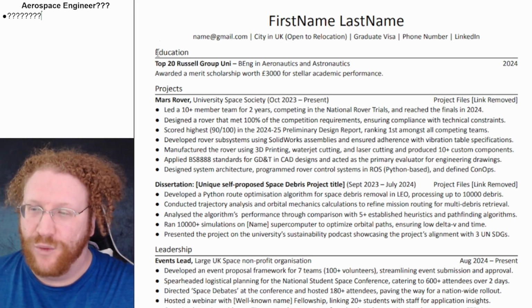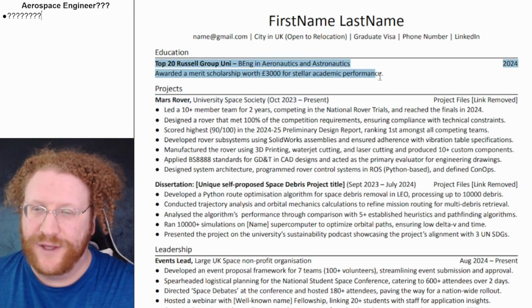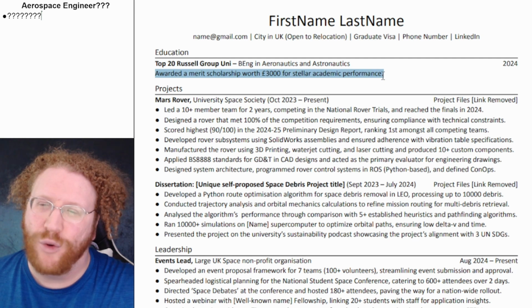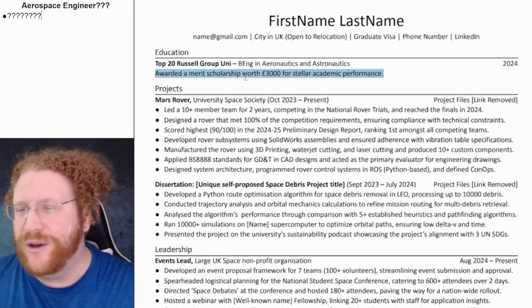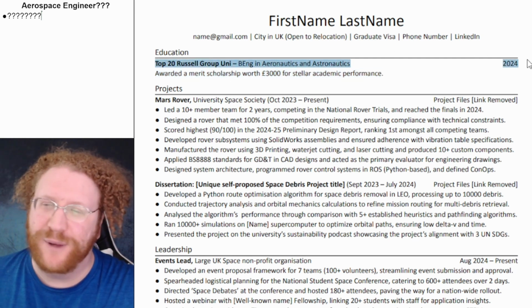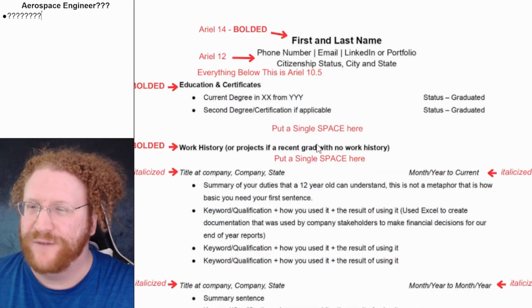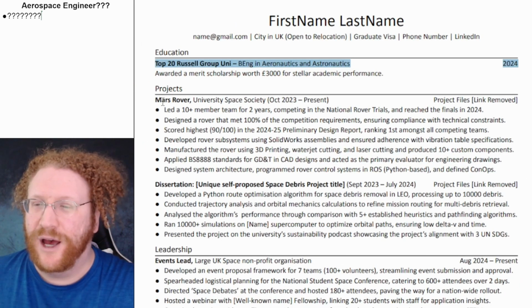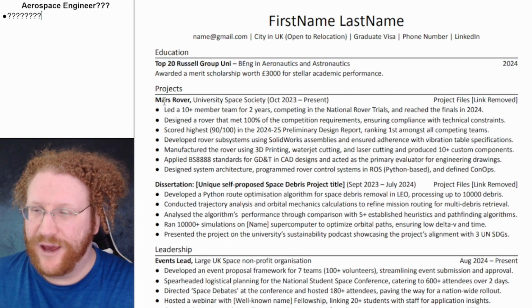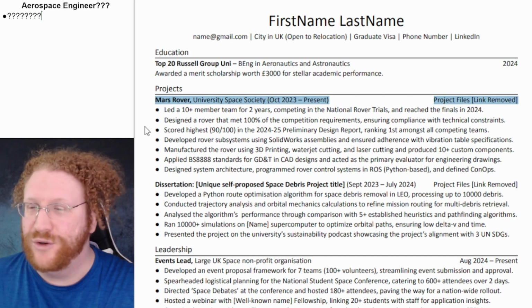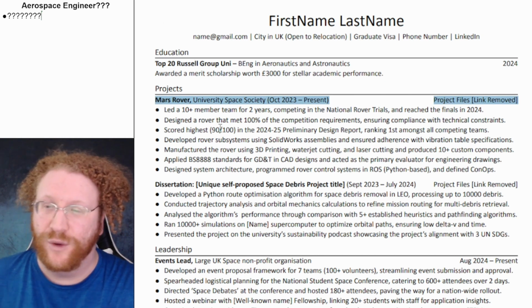Education, this should be 1 line. This one actually awarded a merit scholarship. This one's good. You can keep it 2 lines. This shouldn't be bolded though. Again, the formatting's a little off. It should look like this ideally. Projects, again, this is okay. This should not be bolded. You do not want to bold everything in your resume. It's going to look way worse.